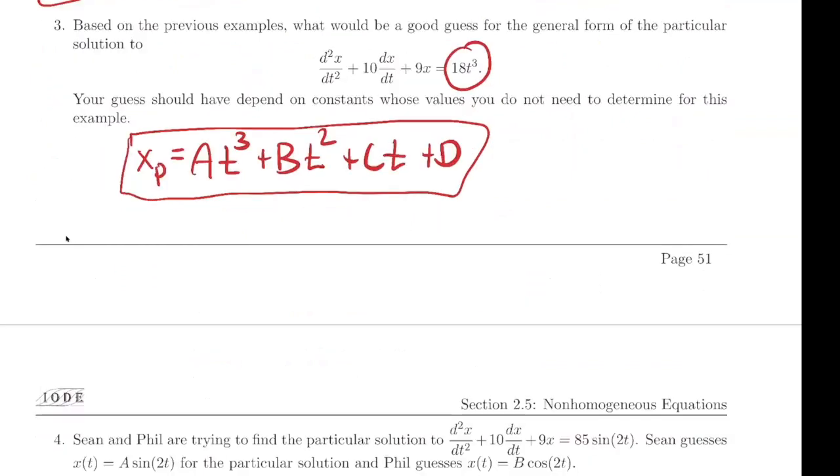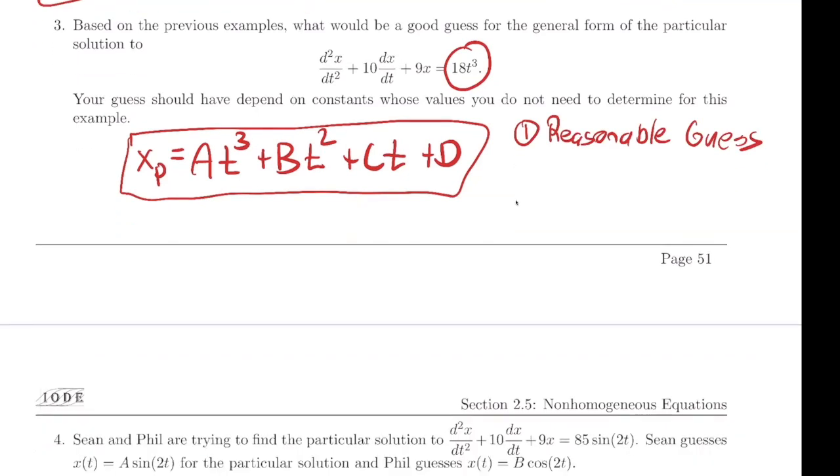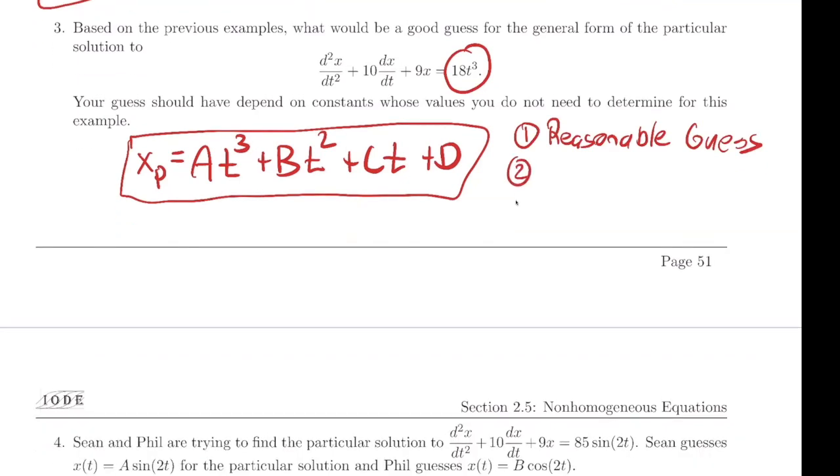So the big takeaway here is, how are we going to find these particular solutions? We're going to come up with a reasonable guess, plug our guess in, and then solve for those undetermined coefficients. So it kind of goes: step 1, come up with a reasonable guess, plug it in.